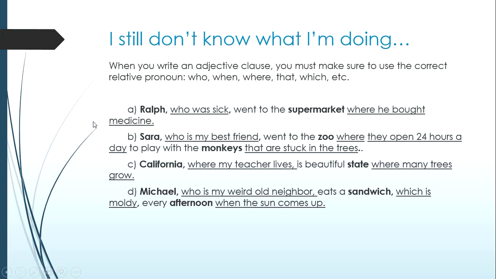So make sure that you're using the correct relative pronouns. I wrote some examples here for all of the nouns that we actually highlighted in the previous slide. So here, for example, we have Ralph, who was sick, went to the supermarket where he bought the medicine. Michael, who was my weird old neighbor, eats a sandwich, which is moldy, every afternoon when the sun comes up. So normally we wouldn't write this many adjective clauses in a sentence, but I did this as an example. You can actually include adjective clauses anytime there's a noun.